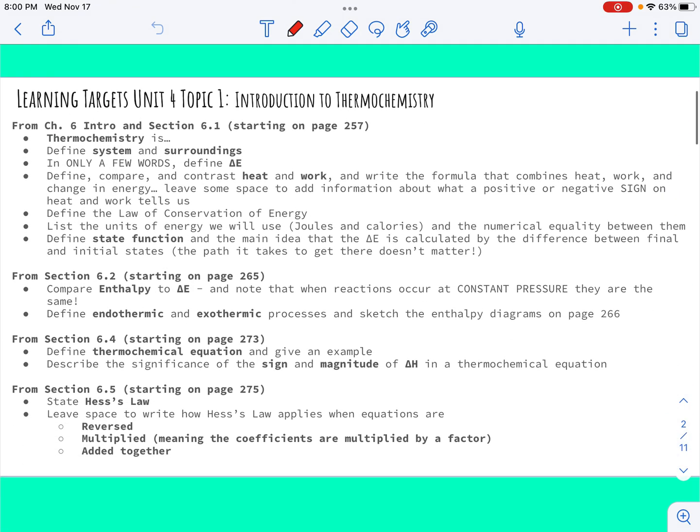So your learning targets are here. You may want to stop the video so that you can go skim for what you need to write down. Remember to leave lots of space so that you can add additional things as you watch the video after you restart it. I will let you pause it and I'll see you in a minute.